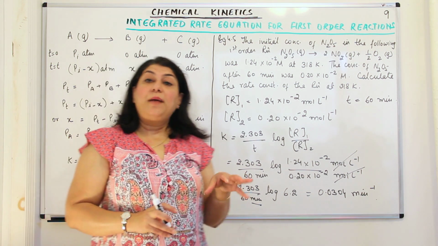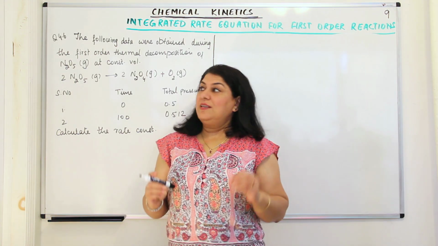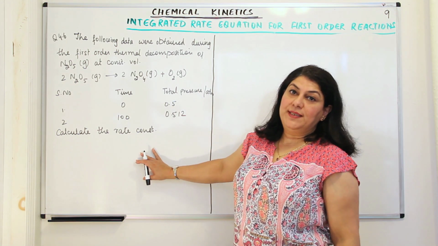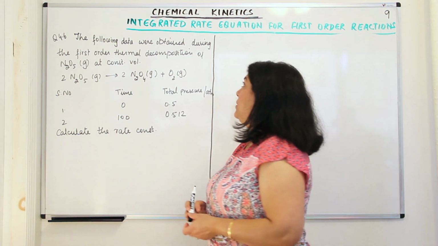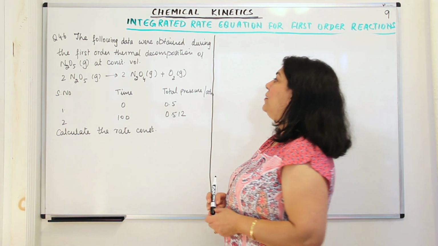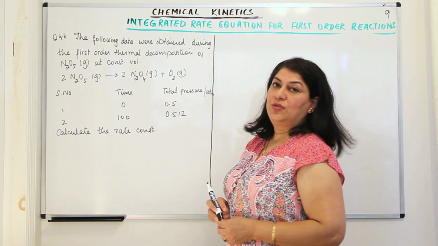And now I'll do example 4.6. Give me a moment to write it down. Now this is solved example 4.6. Let me read the question. The following data were obtained during the first order thermal decomposition of N2O5 gaseous at constant volume.